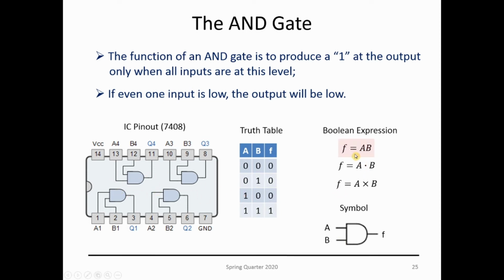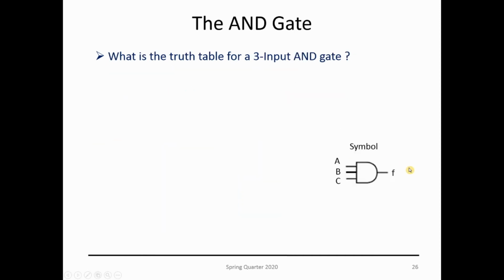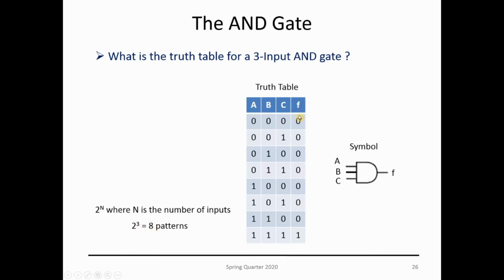And the Boolean expression, F equals A and B. There are different ways of representing that multiplication, but we're not going to use any of these because this can get confused with the inner and outer product. So we're going to use AB. Sometimes we put the dot, but let's just keep it simple for now on the slides, and I always keep it like this for AND gates. We can have 3 inputs. For 3 inputs, so 2 to the power of 3, I get 8 patterns. This is my truth table, and it's only 1 when all the inputs are 1.